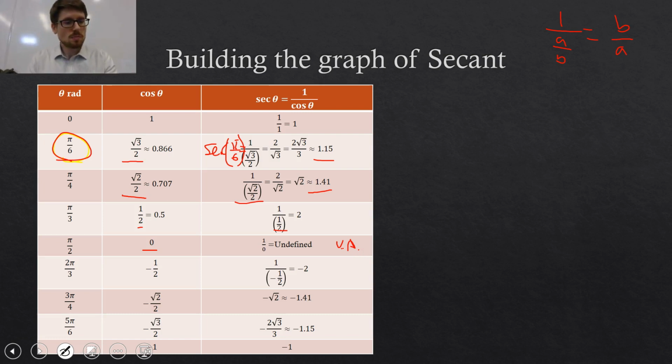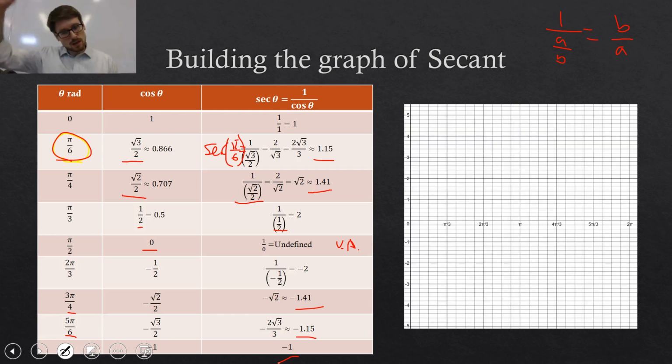The secant of 2 pi over 3 is negative 2. The secant of 3 pi over 4 is negative 1.4. Secant of 5 pi over 6 is negative 1.15. And the secant of pi is negative 1. So we're going to plot each of these theta, secant theta pairs on the graph. So starting off with 0, 1.